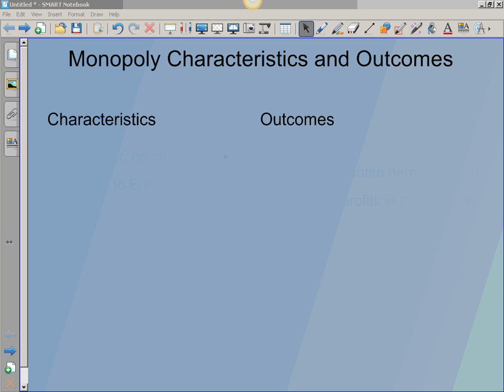I should say at the start then, too, that the costs for monopoly stay the same. There aren't any real changes there. Primarily, we're looking at the market that the firm is operating in, not the costs that the firm incurs.